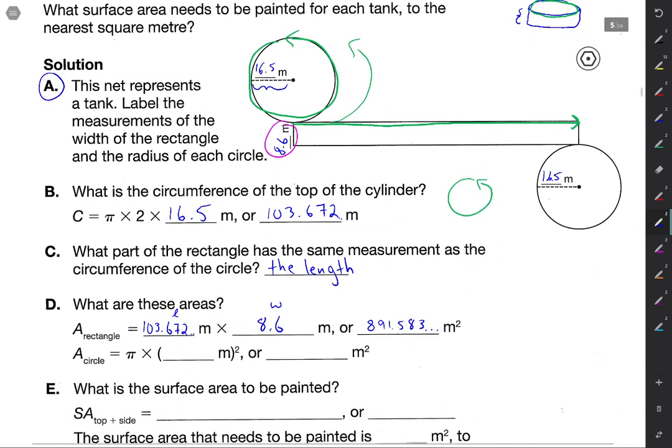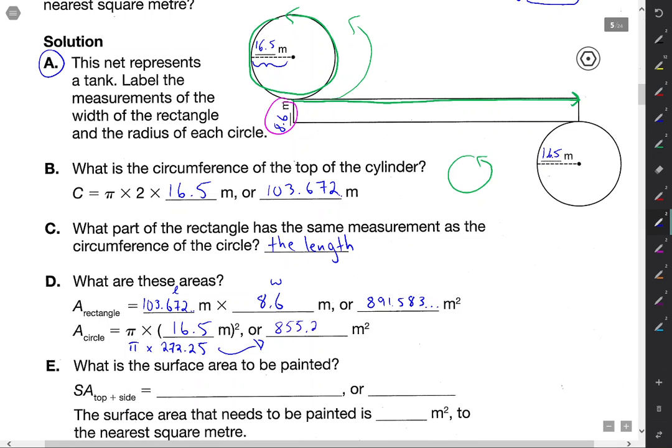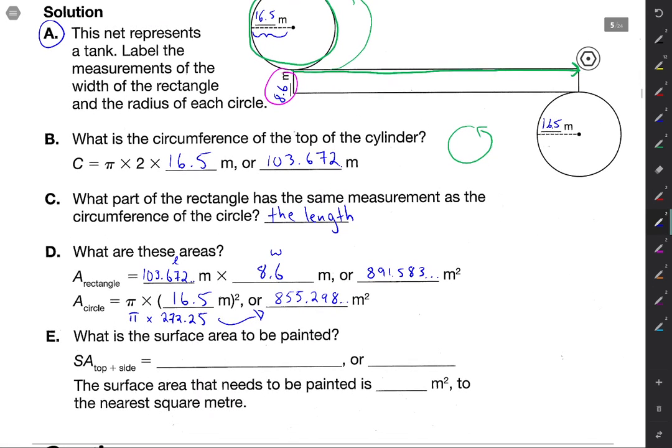Next, let's look at the area of the circle. So the area of the circle is pi times radius squared. So the radius in this case is 16.5. So like I said in the previous topic, I like squaring this radius first, so we don't accidentally square the pi as well. So 16.5 squared is 272.25, or if we were to do pi times 272.25, we get 855.298 meters squared.